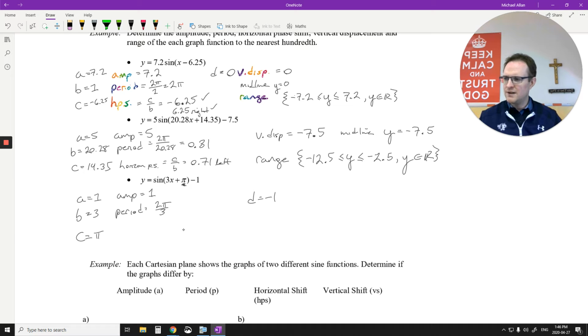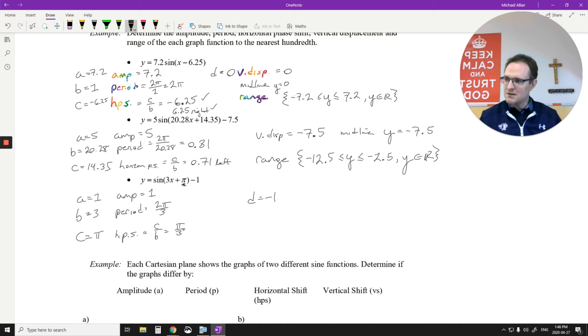Let's leave it that way. 2 pi divided by 3. That seems like a pretty good answer. Nice little exact answer there. My c value, which is a horizontal phase shift, is going to be c divided by b, which is going to be pi divided by 3. I'll just leave it that way.